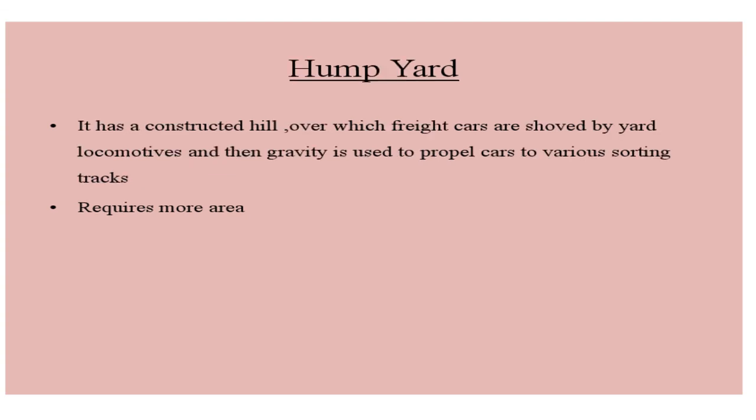Then comes the hump yard. It is not necessary or not possible every time that you will have a slope or a complete area where this type of marshalling work can be done on the basis of a natural slope being received. But sometimes what you can do is construct a hill so that you can use the locomotives and separate them onto the different tracks, and the tracks will be made on what?